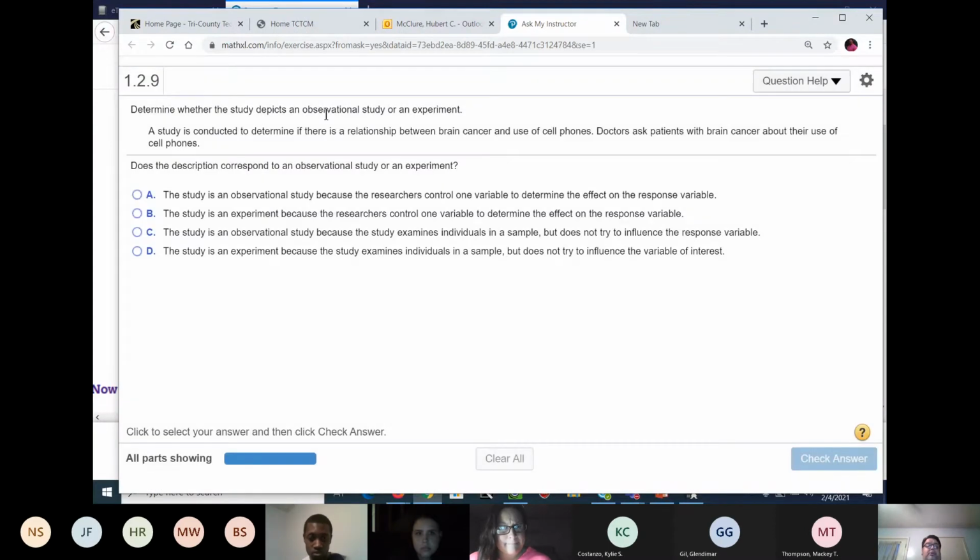Determine whether the study depicts an observational study or an experiment. A study is conducted to determine if there is a relationship between brain cancer and use of cell phones. Doctors ask patients with brain cancer about their use of cell phones. That's observational, because the doctor or the scientist is not interjecting anything into the experiment, into the observation, into the event. So it should be observational. Which one says observational? Alpha and Charlie.